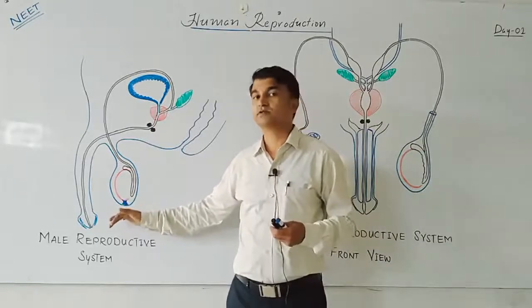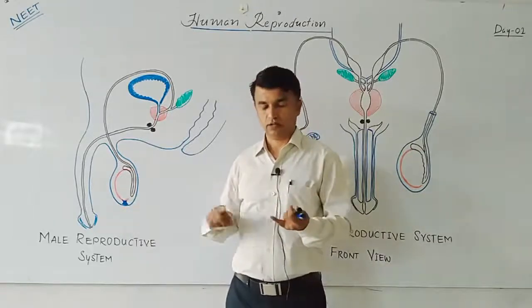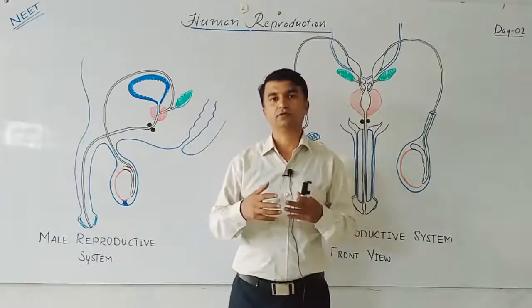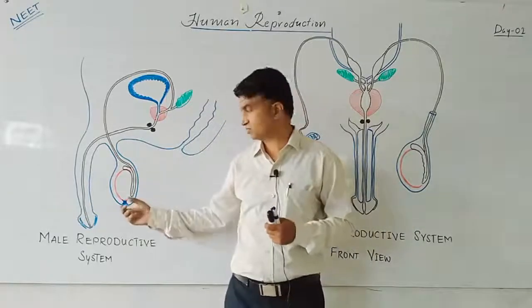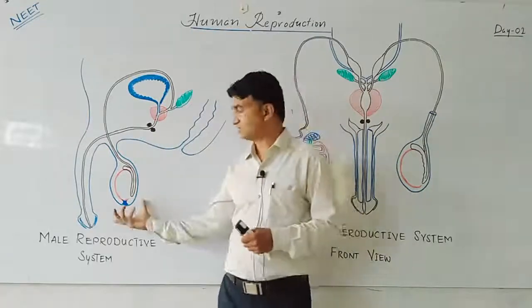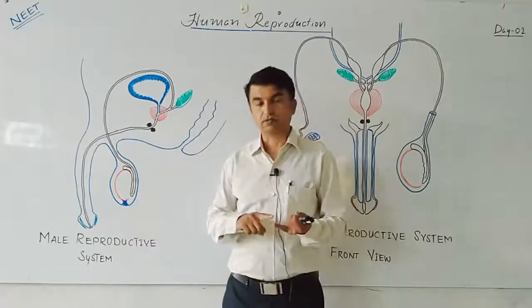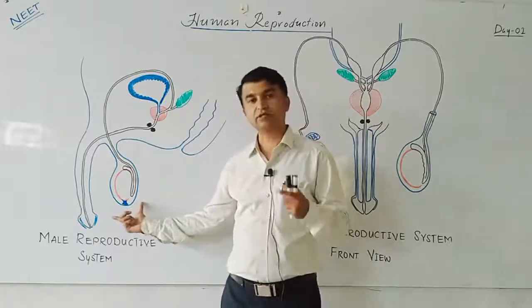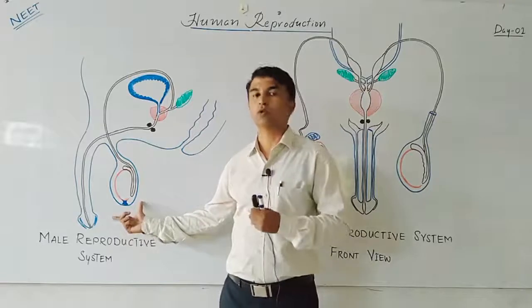The wall of the scrotum is made up of three layers. The outer layer is wrinkled skin, just below that is cutaneous connective tissue, and inside is smooth musculature. Here we see some special muscles, the dartos muscle, which is present in the scrotal wall.